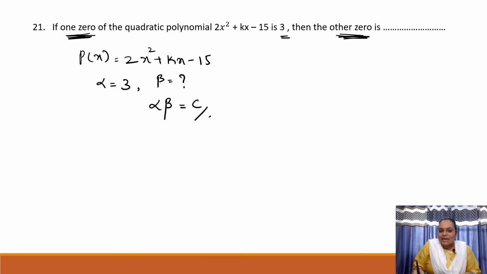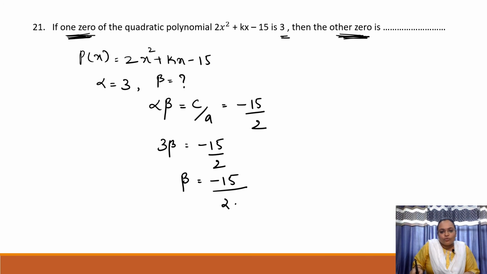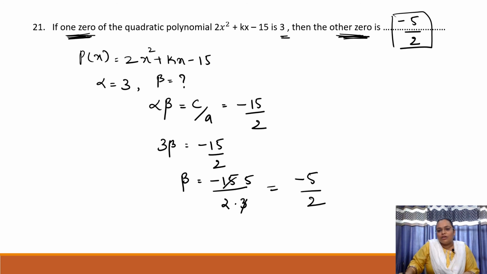Alpha beta is c upon a, right? What is c here? c is minus 15 by 2. So from here, they have given alpha which is 3. 3 beta is equal to minus 15 by 2. If we want to find beta, beta will be minus 15 by 2 into 3, right? 3 fives are 15, so beta will be minus 5 by 2. Okay. So the other zero is minus 5 by 2. Clear?